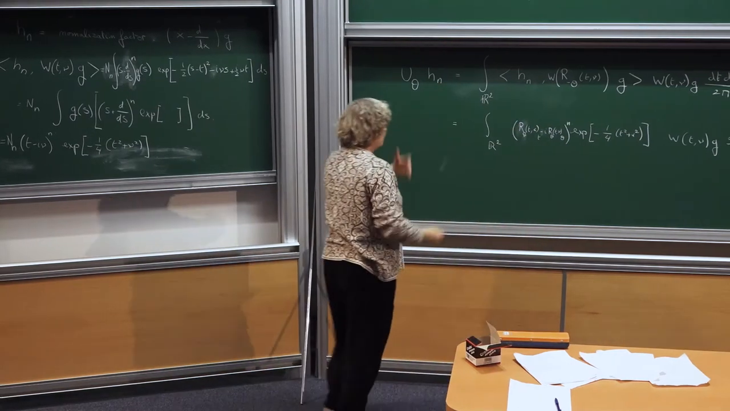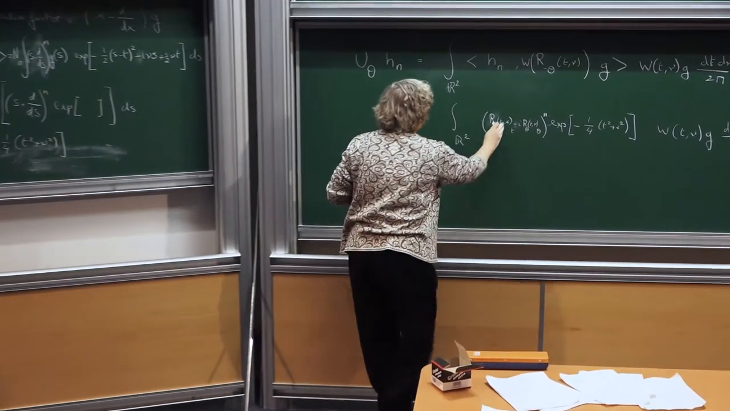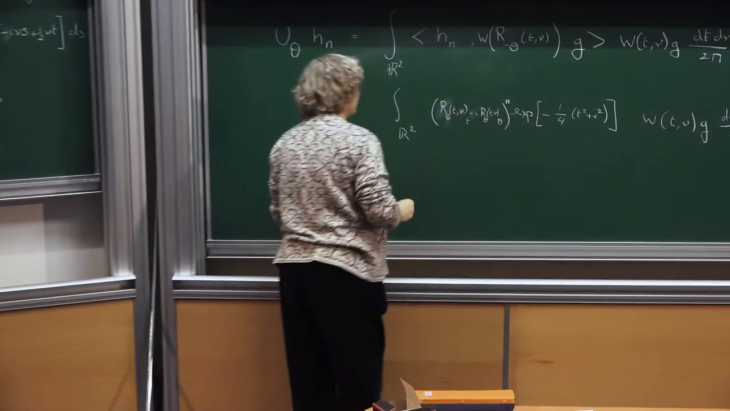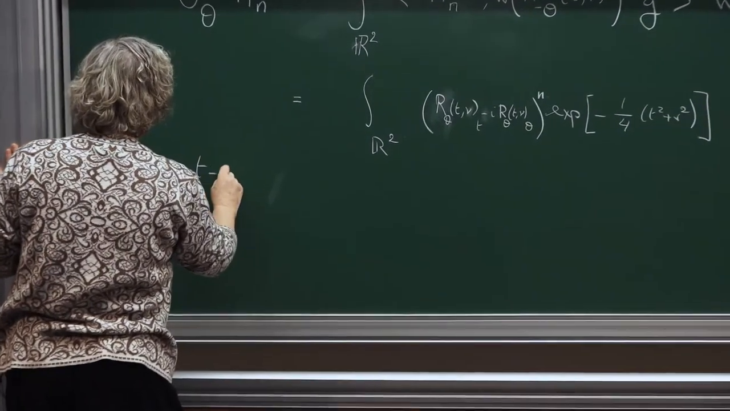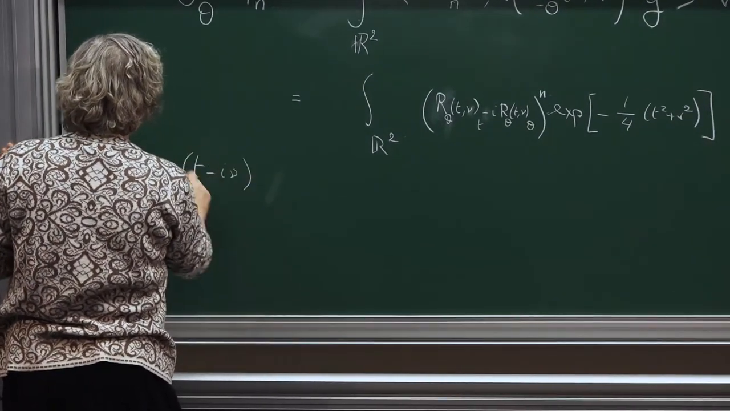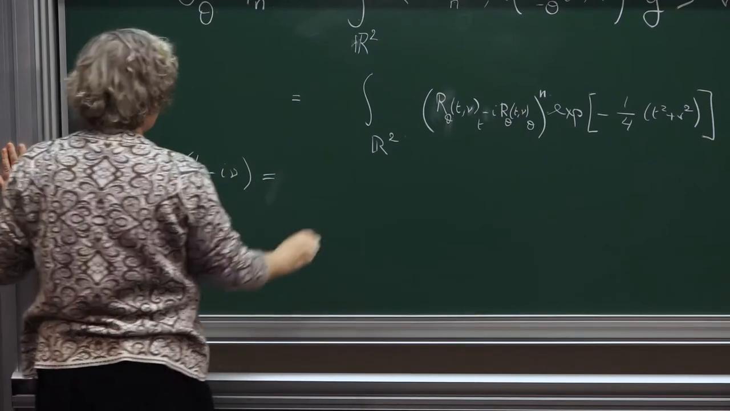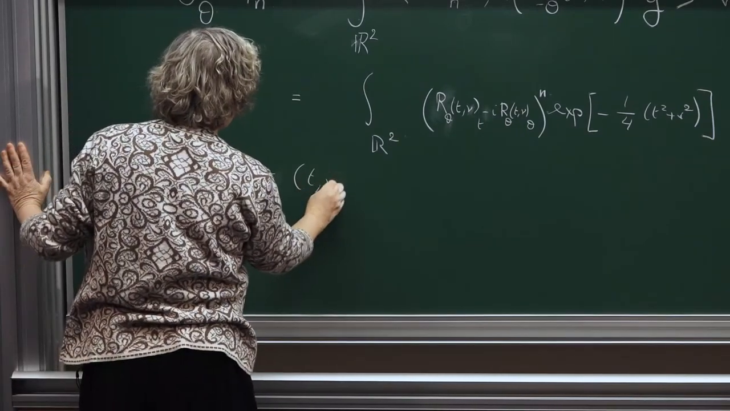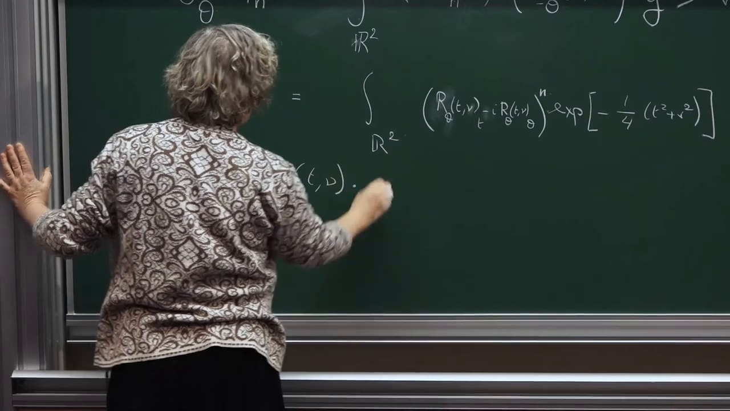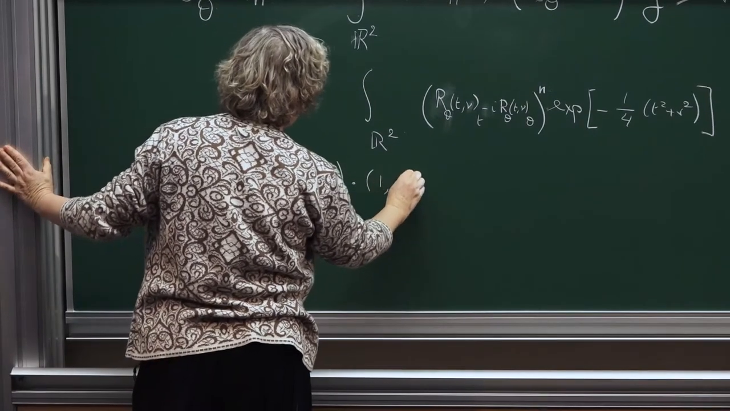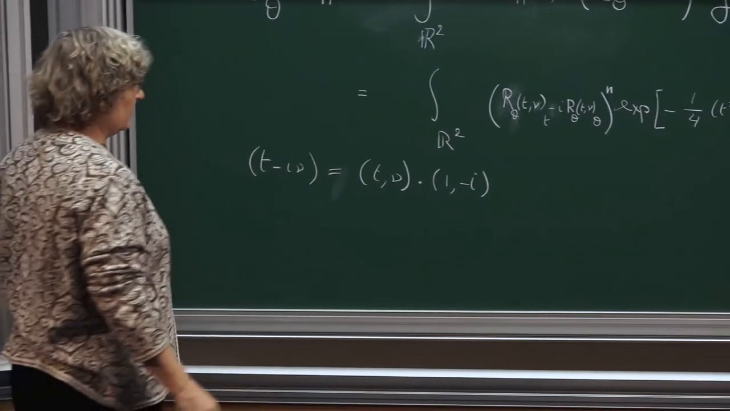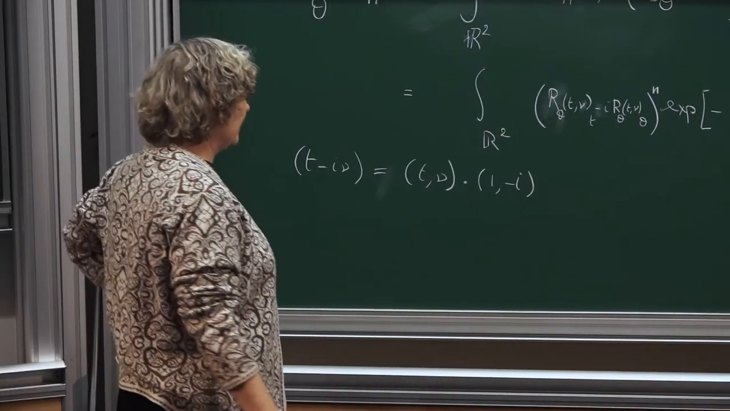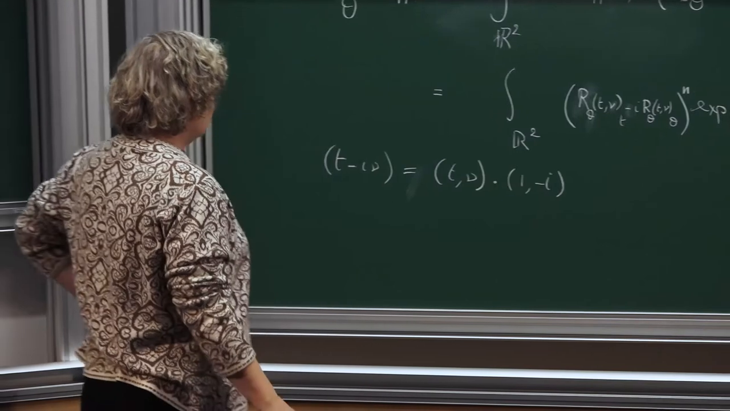But as you no doubt expect, this will become much simpler than that. Because t minus I nu is nothing but t nu dot 1 minus I, the point with two components, 1 and minus I.